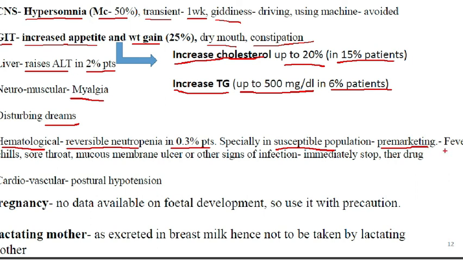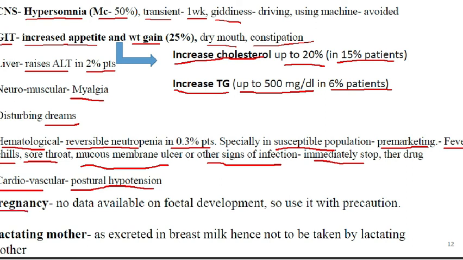However, if any patient on mirtazapine has fever, chills, sore throat, mucous membrane ulcer or other signs of infection, immediately stop this drug. Mirtazapine's cardiovascular side effect causes the postural hypotension. Why does postural hypotension occur? We know that the mirtazapine has the alpha blocker property.